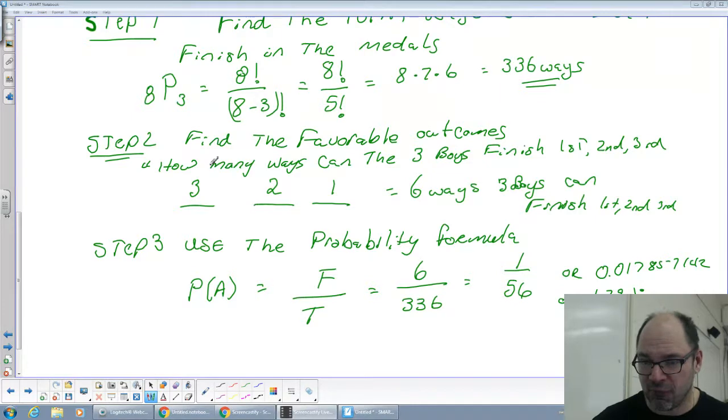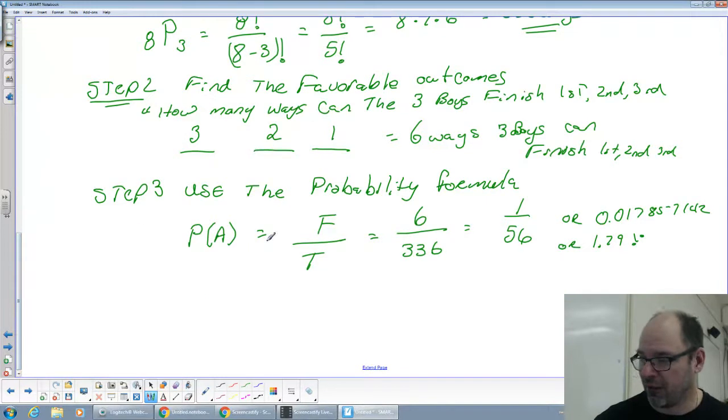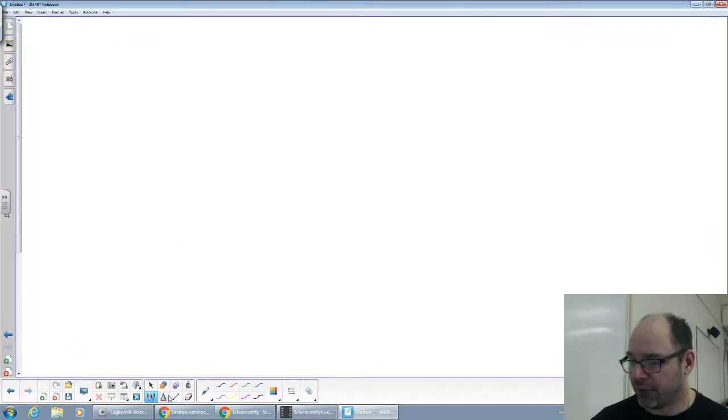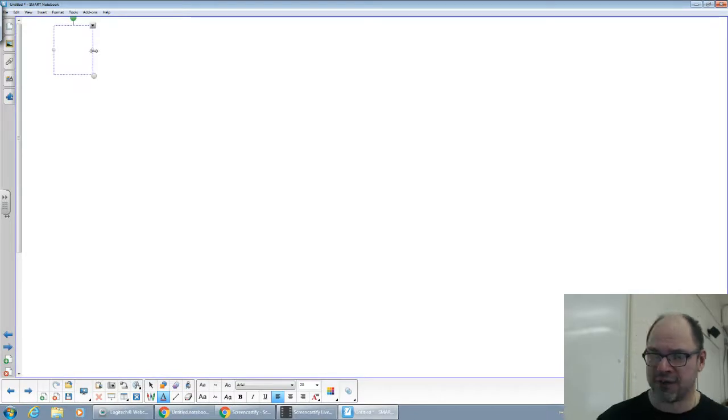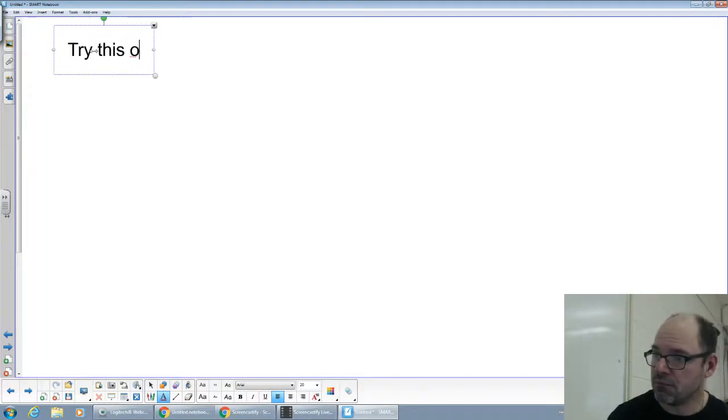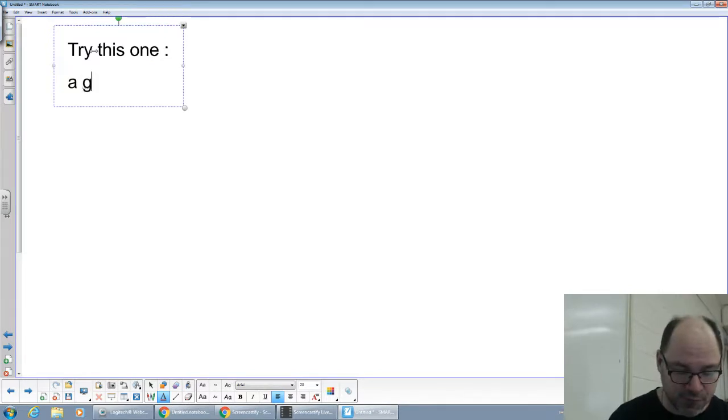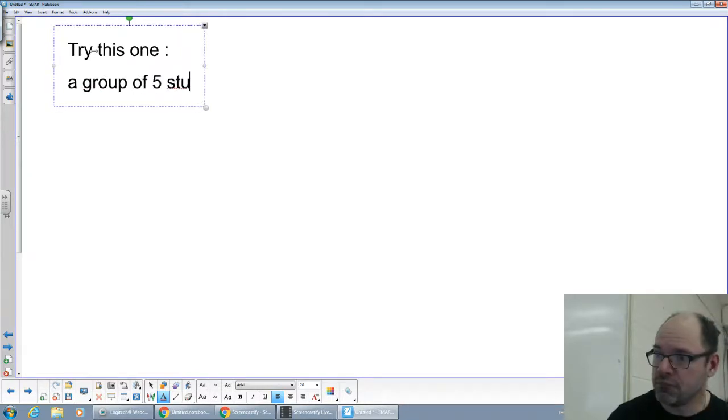Okay, so I'm going to give you one to try here. Let me move that up because I kind of had it under my head there. Okay, so 1 over 56. Okay, so let's try a similar one with permutations here. I'm not going to give you any practice today because I'm going to save it for tomorrow once I go through all the different types here. So try this one. Okay, let's say that a group of 5 students line up at a water fountain, let's say.